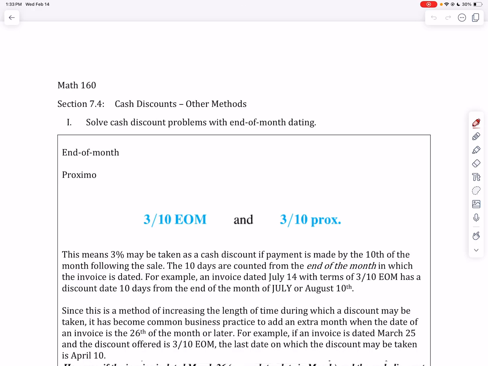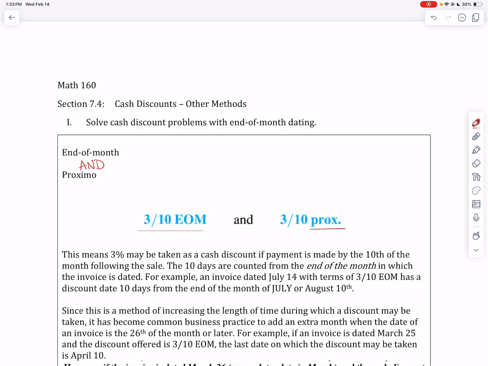All right, this is Math 160, 7.4, cash discounts. And we're going to talk about other methods. So we've got end of the month and Proximo. So this is how they're represented. They can have either EOM or PROX.